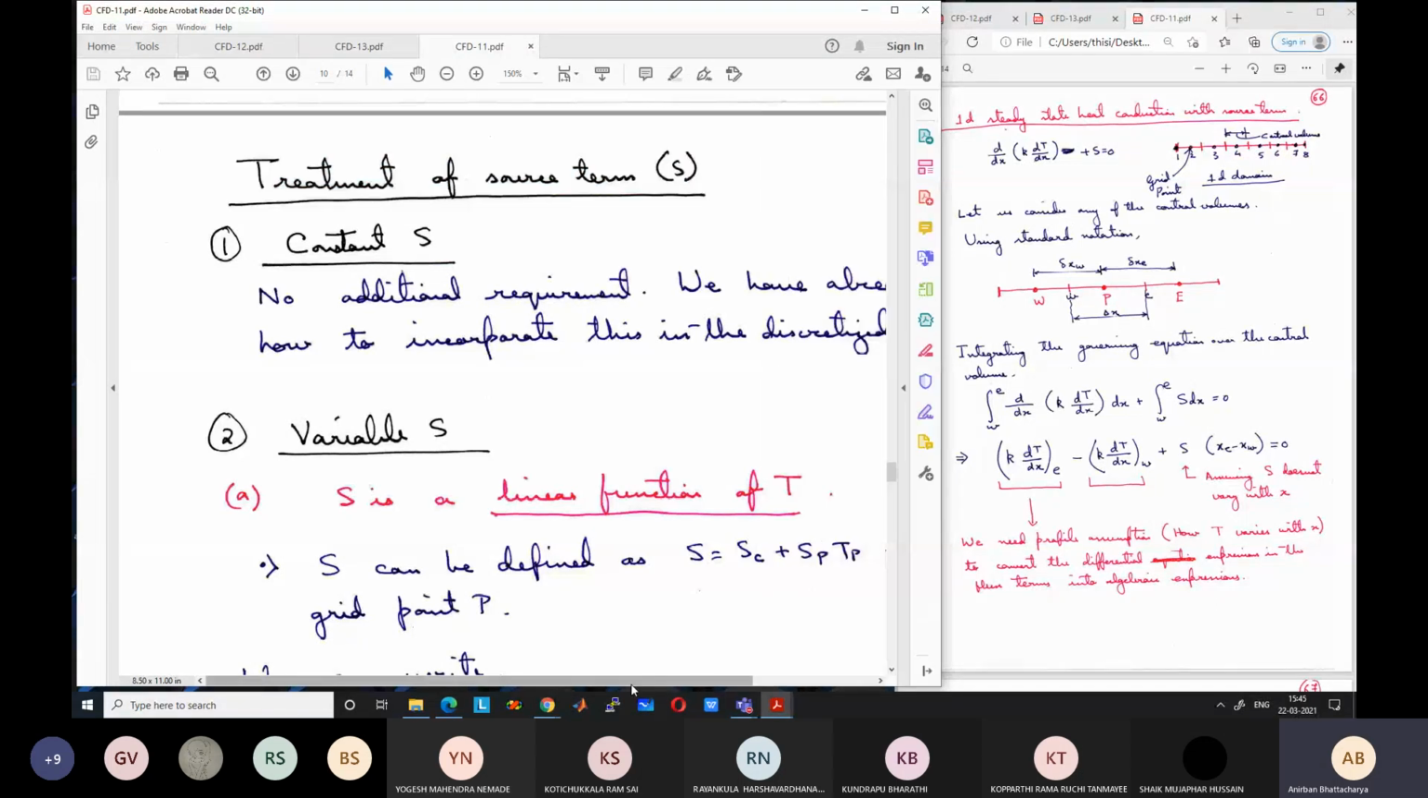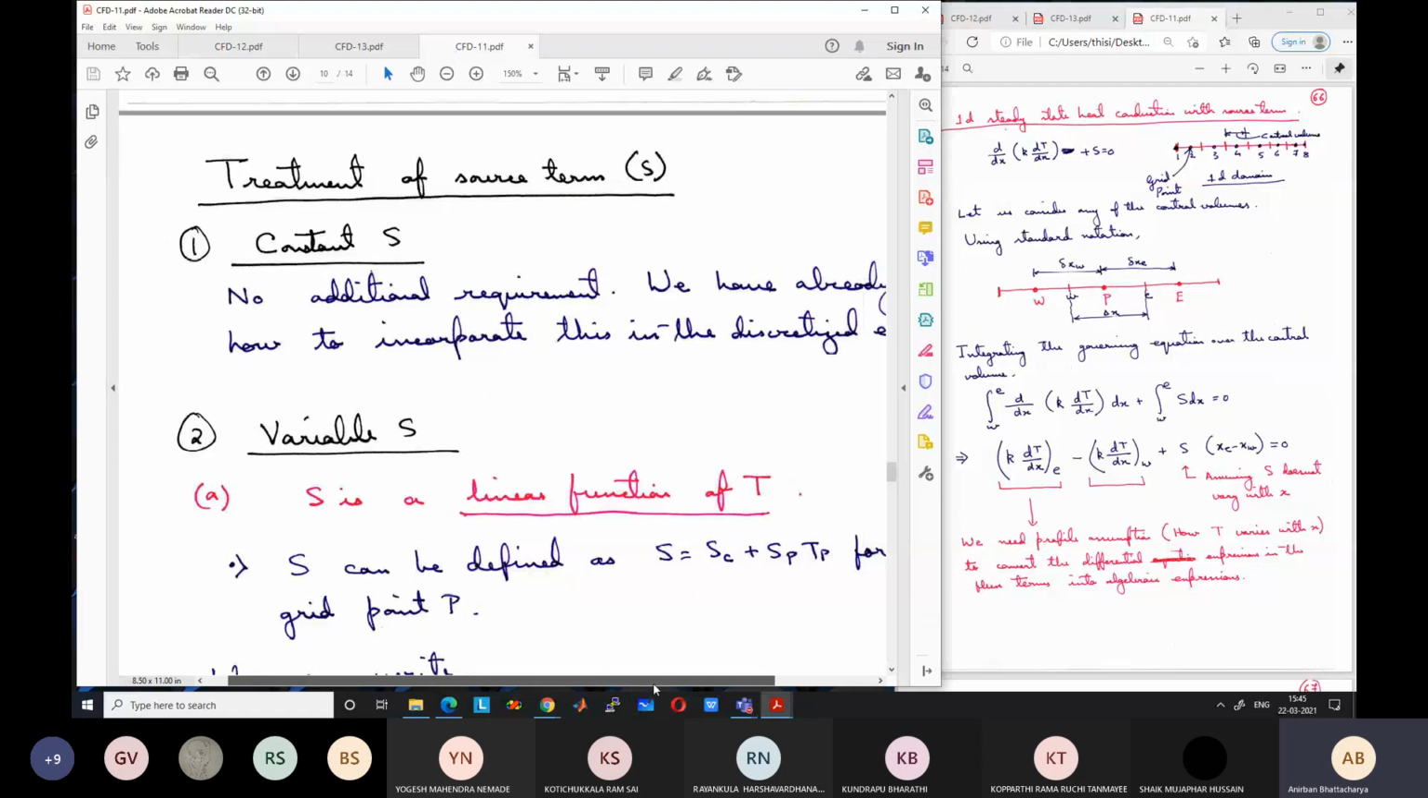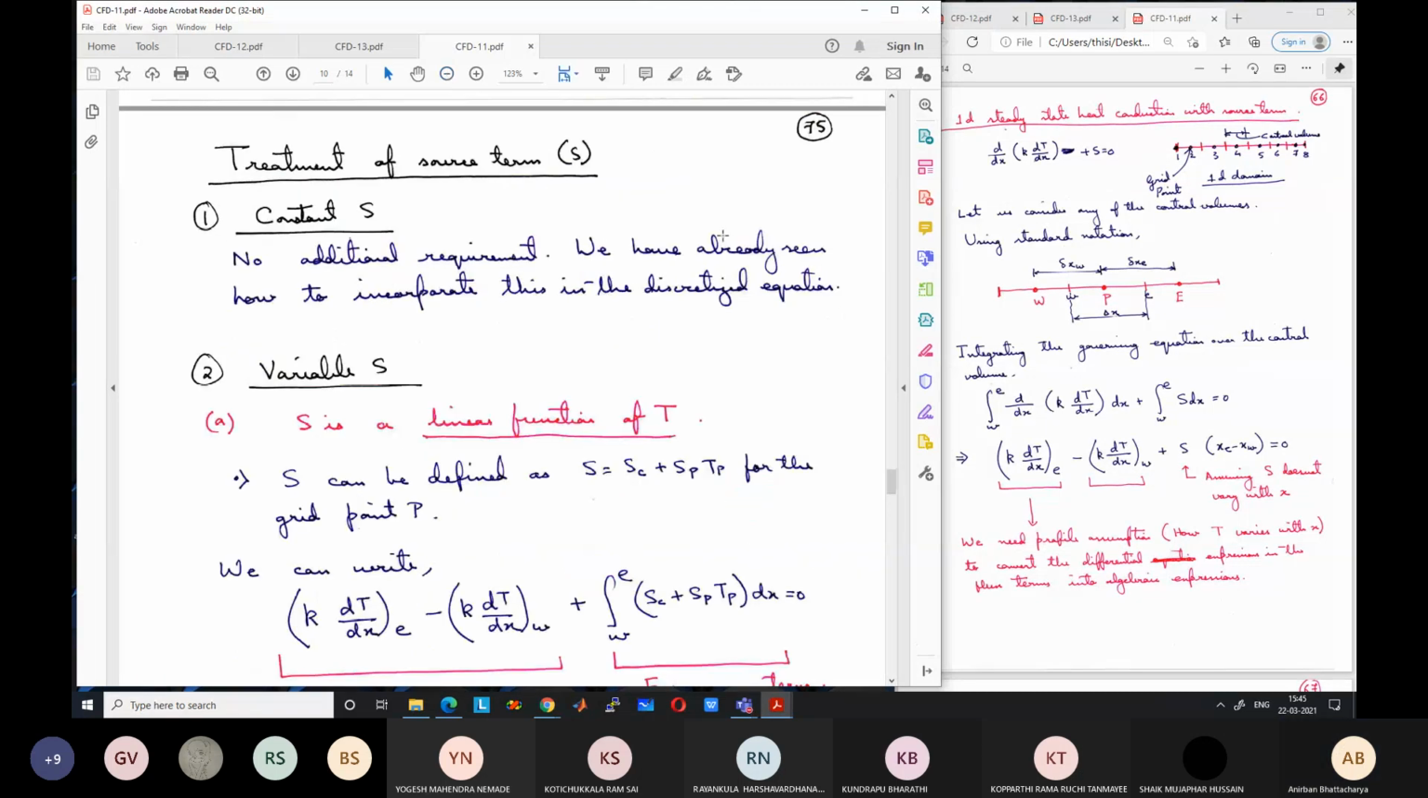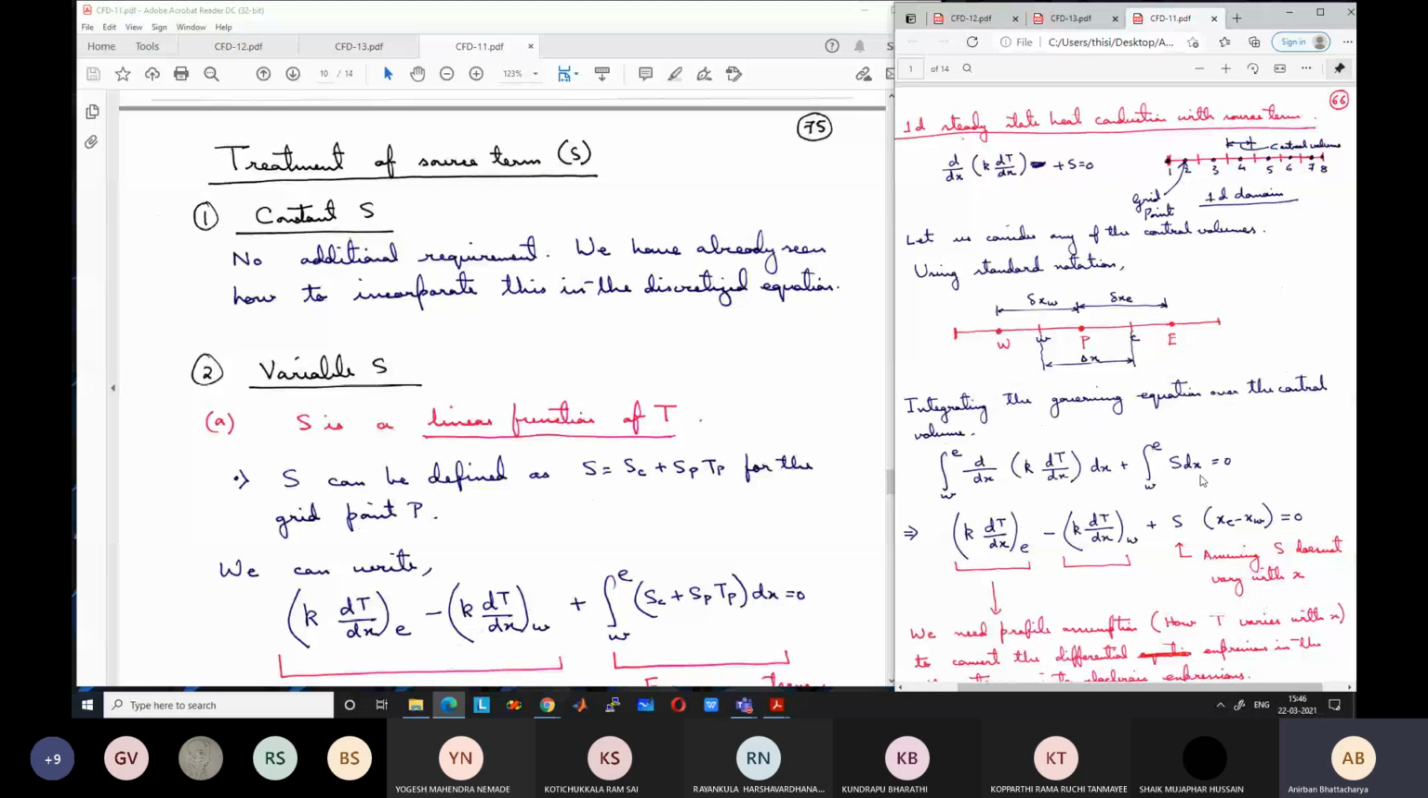So for a constant source term, we will treat this as the integration from west to east of S dx. So S is constant, so we can write this as S into delta x. That is what we had done, if you remember. S into delta x, and that went into the term b. Okay, known term b. So this is no issue.